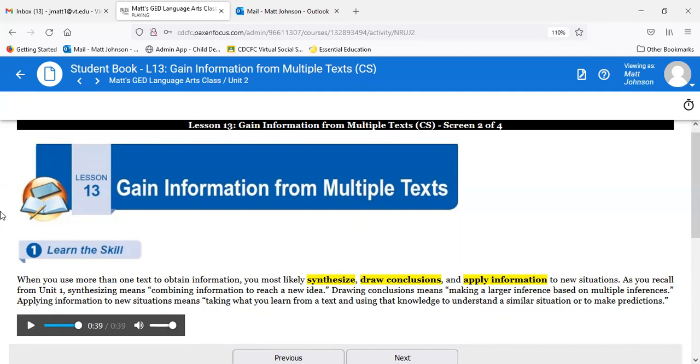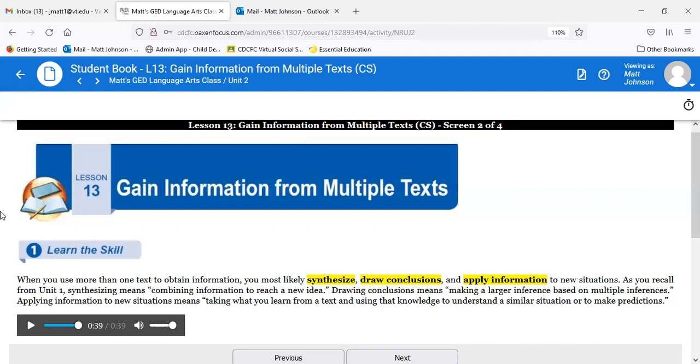Yeah, and that's what synthesis is: just taking information that you obtain from different sources and utilizing that to draw conclusions, make new inferences, and apply it in new ways. And we did this with a single text earlier on. We've seen that word before. We've done some synthesis, but now it's just applying to multiple texts. That's the only difference, really.